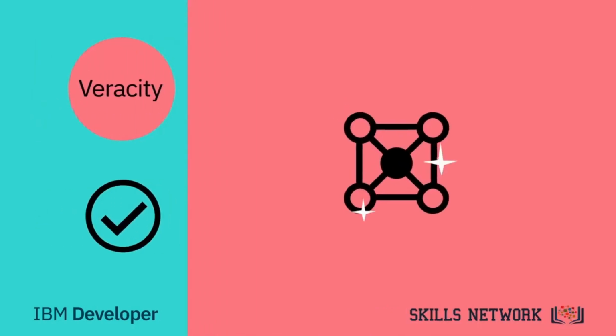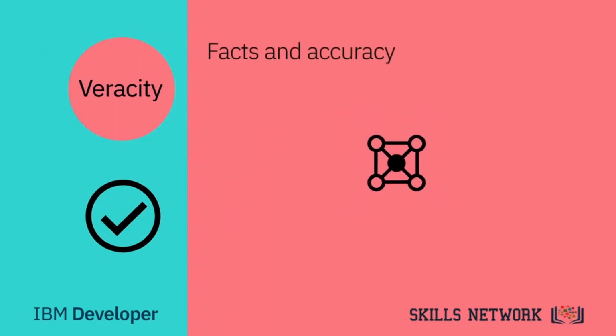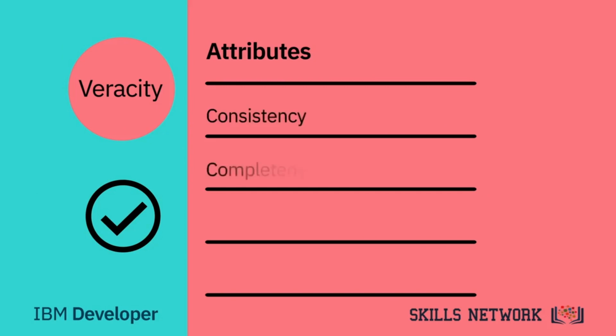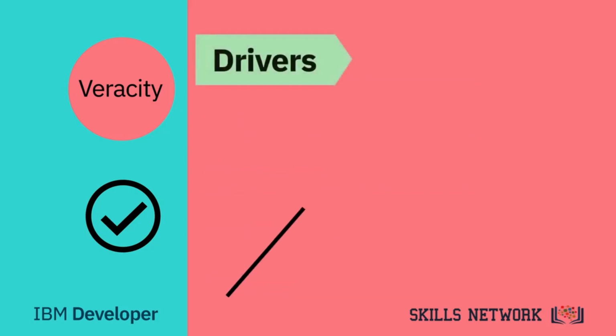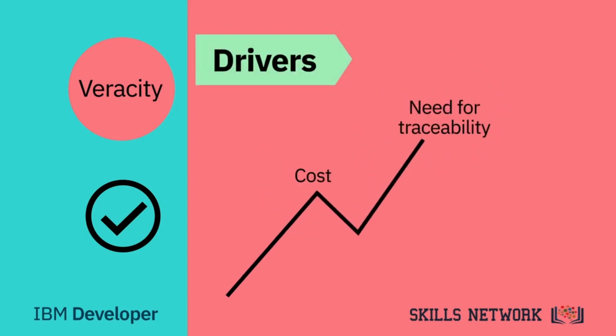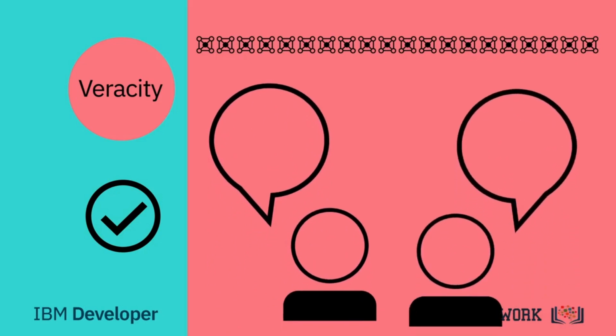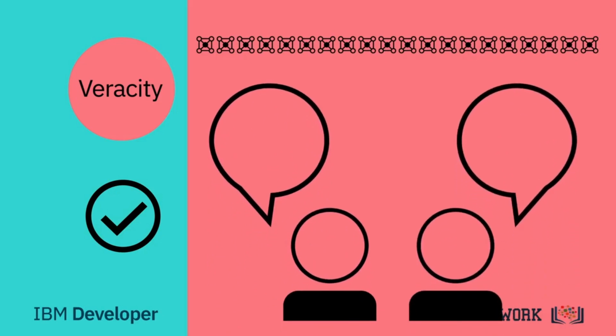Veracity is the quality and origin of data and its conformity to facts and accuracy. Attributes include consistency, completeness, integrity, and ambiguity. Drivers include cost and the need for traceability. With the large amount of data available, the debate rages on about the accuracy of data in the digital age. Is the information real or is it false?